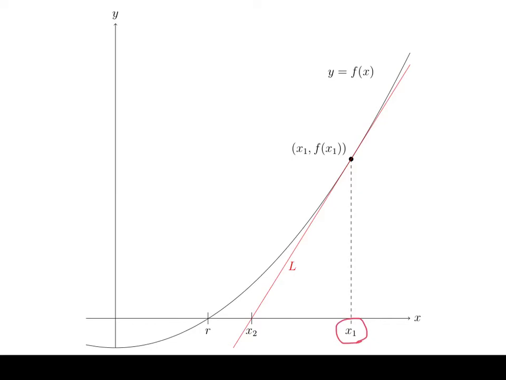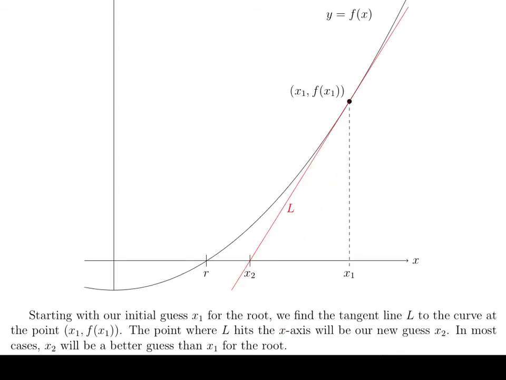Essentially what we're going to do is find the tangent line to the curve at x1, and we'll see where that tangent line hits the horizontal axis. Wherever that tangent line hits, that's going to be our new guess. You can see in this picture that the new guess, x2, is an improvement on the original guess, x1. So starting with our initial guess, x1, for the root, we find the tangent line L to the curve at the point x1, f of x1. Wherever that line L hits the x-axis is going to be our new guess, x2. Usually, x2 is going to be a better guess than x1. And again, usually, if we keep doing this, we're going to get closer and closer to the value of r.